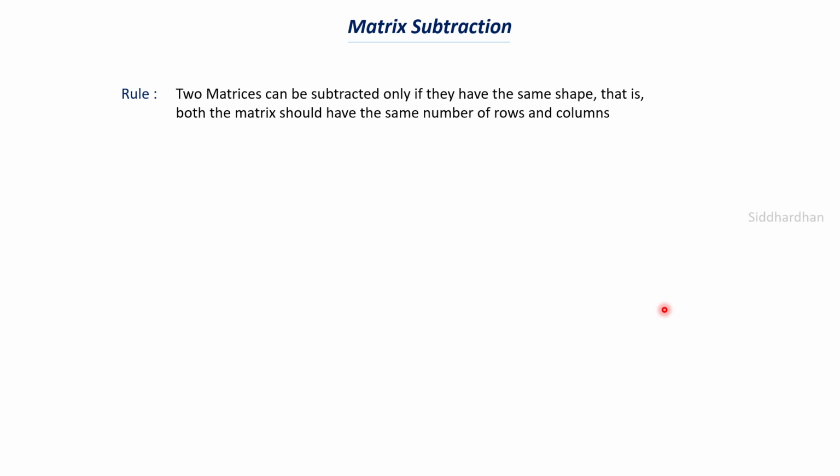So it is a similar case where the shape of the two matrices should be similar. Okay, so let's consider a similar example. We know that both of these are 2 cross 2 matrices, and when we subtract this, it is very similar to matrix addition, where we do element wise addition. In this case, we do element wise subtraction.